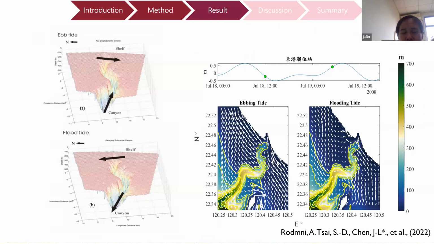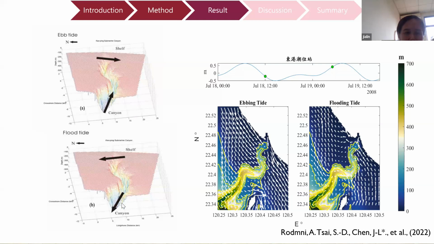Here is a snapshot of the numerical simulation on the right-hand side, and on the left-hand side is a schematic drawing of the velocity field for the canyon and also the continental shelf. What you can see here is that during the ebb tide and the flood tide, the direction of the current velocity on the continental shelf is different. That's because Kaohsiung is located at the entrance of the Taiwan Strait.